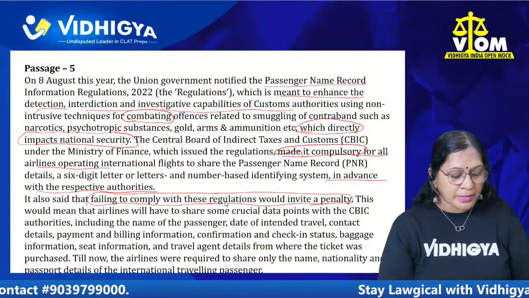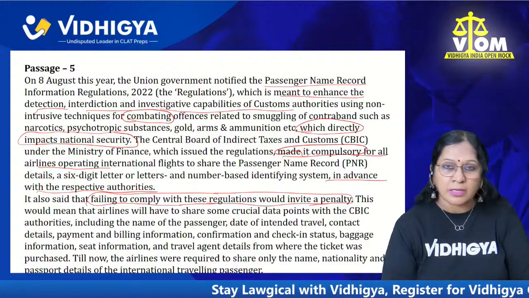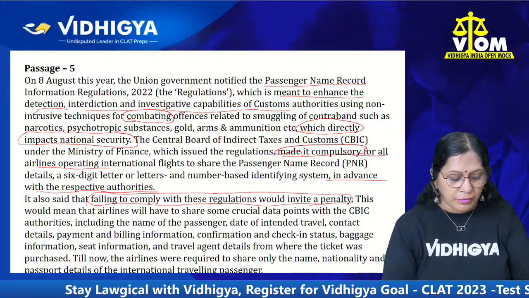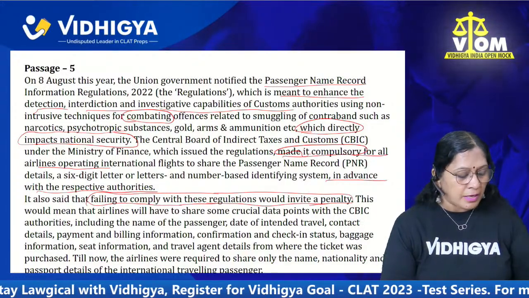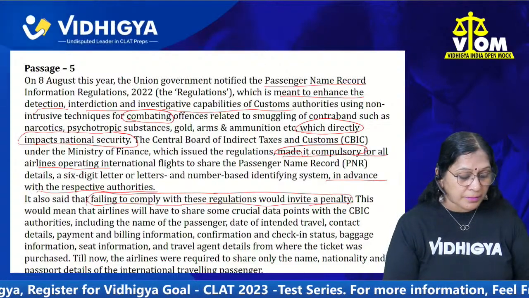Now, this would mean that airlines will have to share some crucial data points with the CBIC authorities, including the name of the passenger, date of intended travel, contact details, payment, billing information, confirmation, check-in status, baggage information, seat information, travel agent details from where this ticket was purchased.